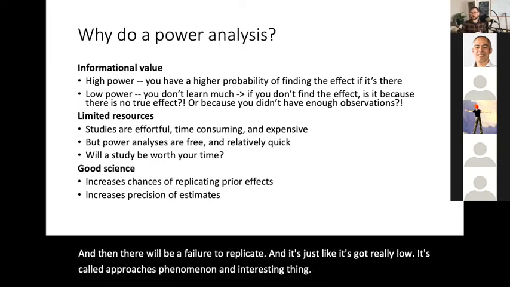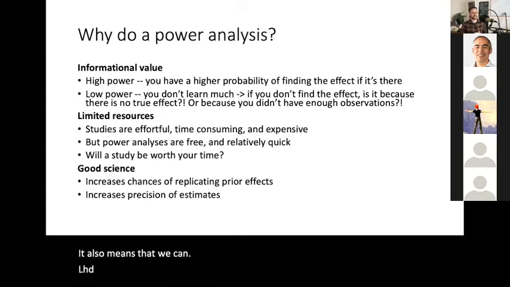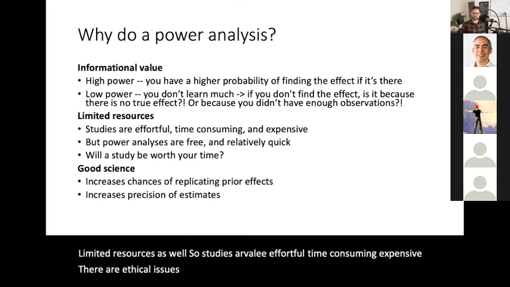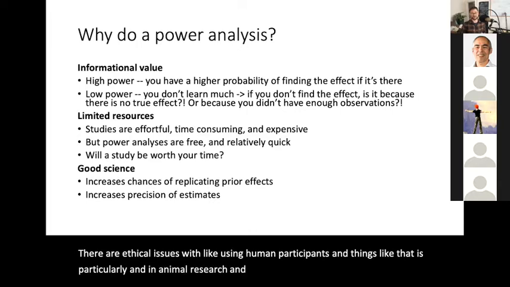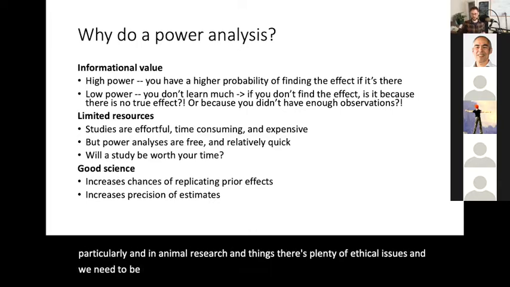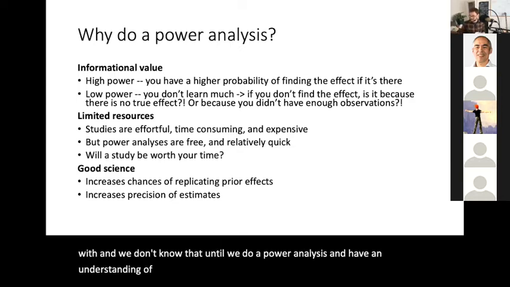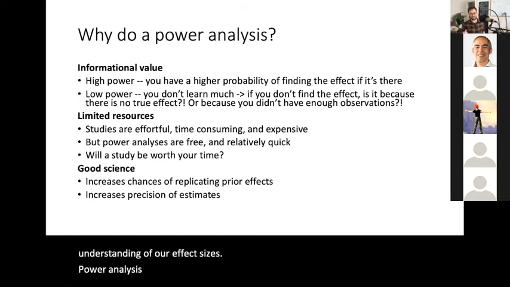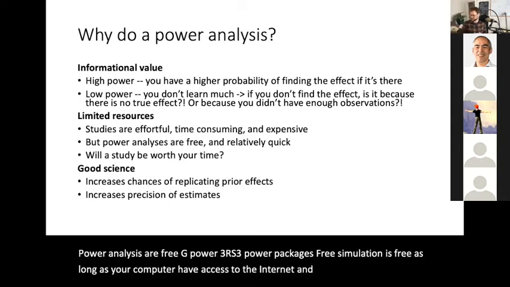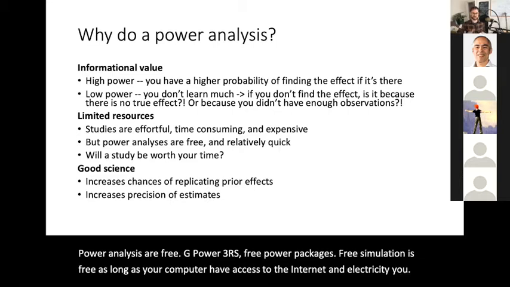It also means that we can limit our resources as well. Studies are really effortful, time-consuming, and expensive. There are ethical issues with using human participants, and particularly in animal research. We need to be using the minimum number of participants that we can get away with, and we don't know that until we do a power analysis and have an understanding of our effect sizes. Power analyses are free. G*Power is free, R is free, the power package is free, simulation is free, as long as you've got a computer, access to the internet and electricity, so they can be relatively quick as well.